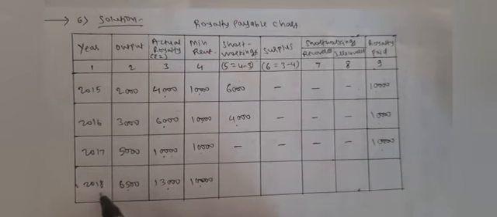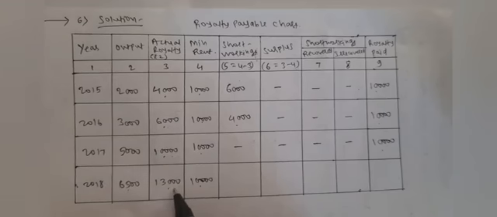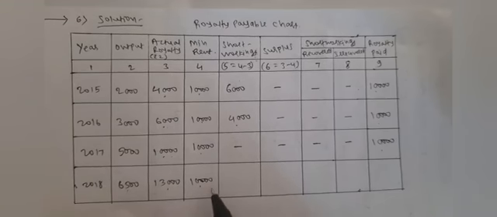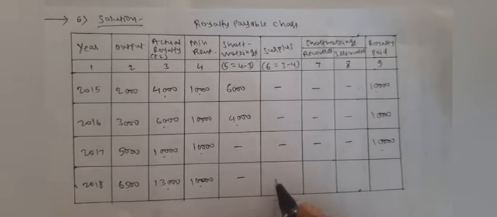In 2018, see what happens. Actual royalty is 13,000, minimum rent is 10,000. So actual royalty is more. When actual royalty is more, there is an existence of surplus. So how much surplus is there? Surplus is 3,000.